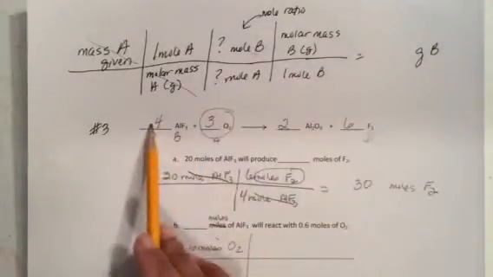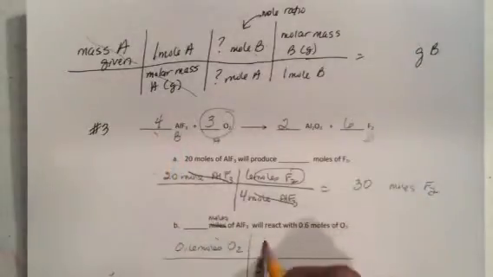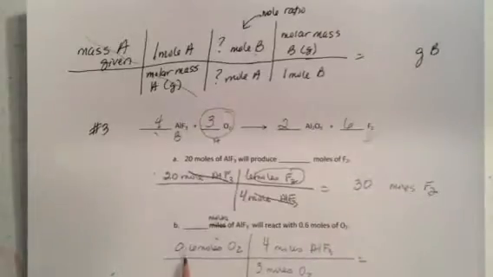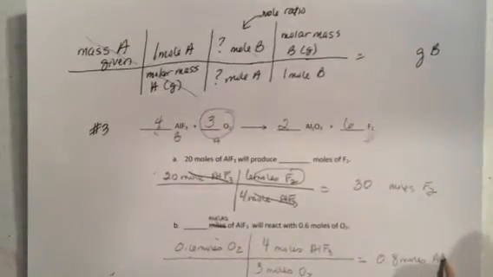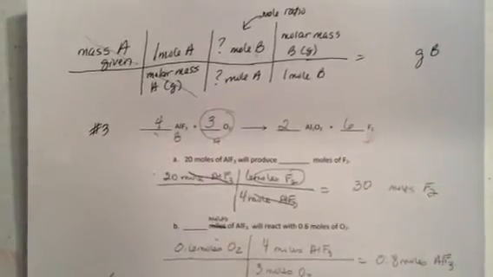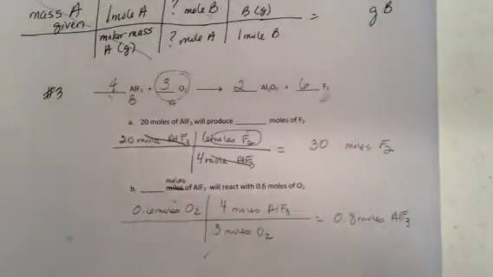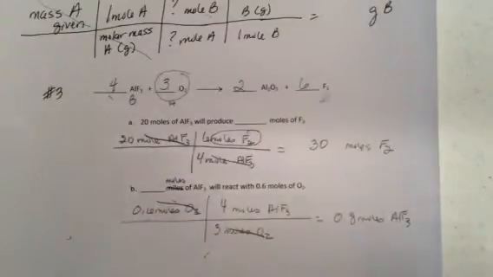So mole ratio, we have 4 moles to 3. What goes on the bottom? The oxygen, because we want that to cancel. 3 moles of O2 on the bottom. And on the top, I'm going to put my 4 moles of aluminum fluoride. And when you put that in the calculator, you're going to take 0.6 times 4 and divide it by 3. And you should get an answer of 0.8 moles of aluminum fluoride. Okay? Scoot that up so you can see it. Okay, so that's how you do those problems. That's how they should be set up. Oh, let me cancel these units out so you see that cancels. Okay, all right, next is problem number 4.